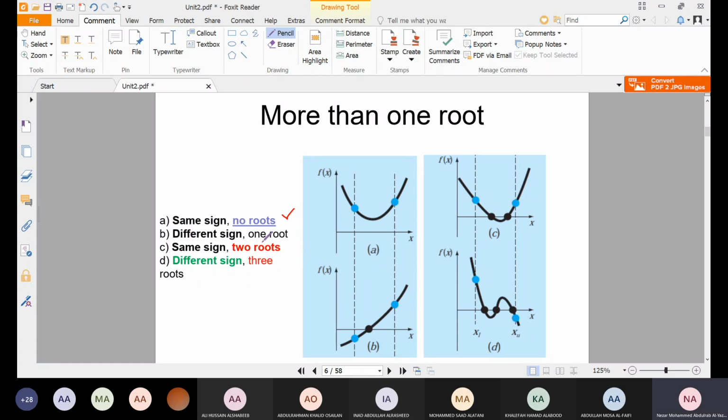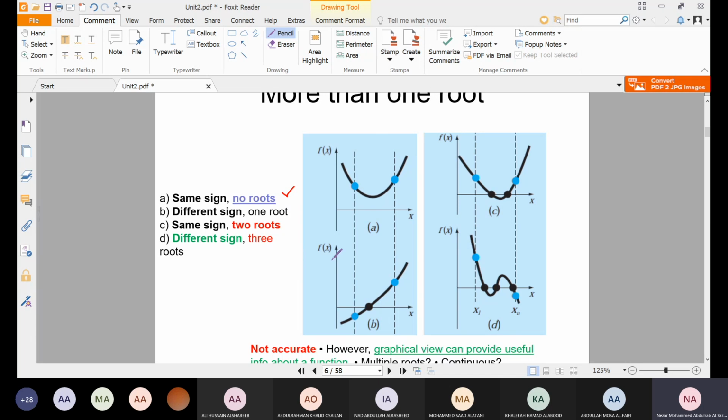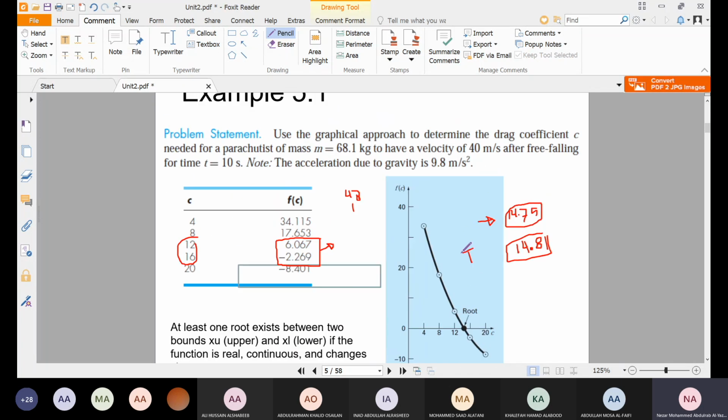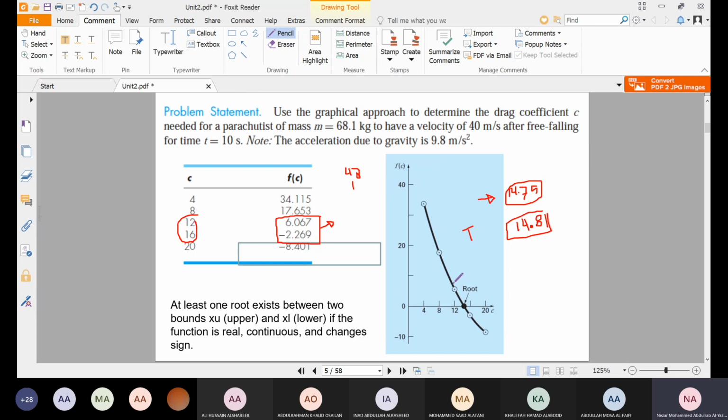Sometimes we have a difference in sign, but we have one root. Sometimes we have a difference in sign, but we have multiple roots. So in general, this method is not accurate, but it provides us useful information about the function. It might be a starting point for the bisection. If I pick from this figure, now I have the root located between these two points, between 12 and 16.